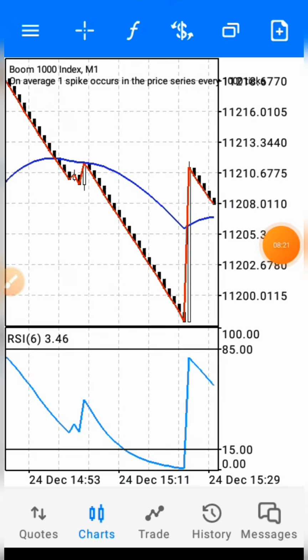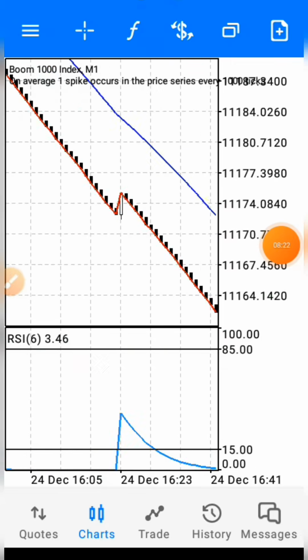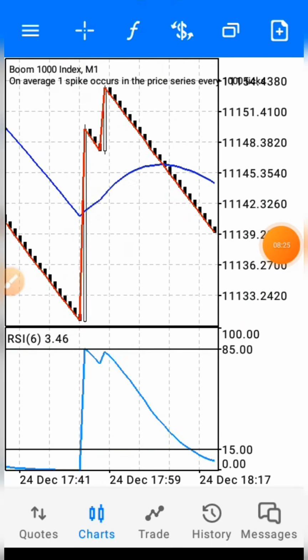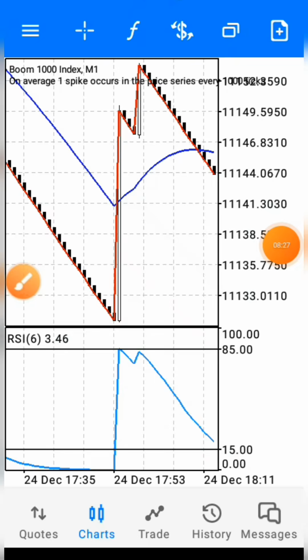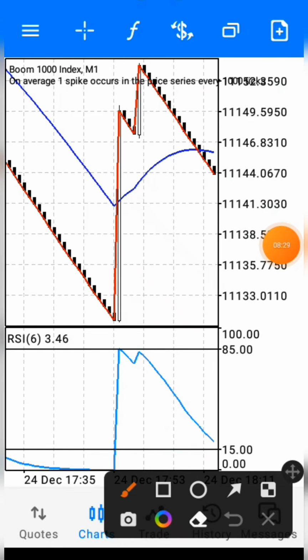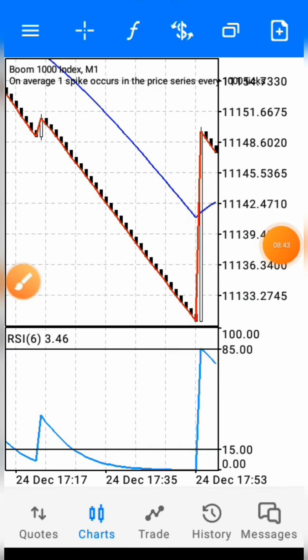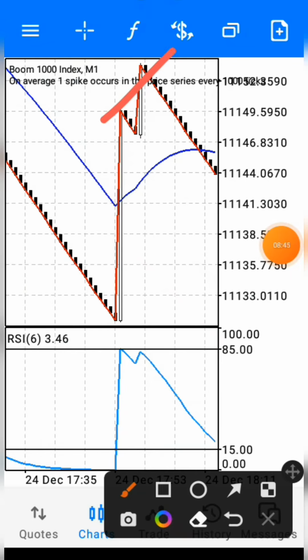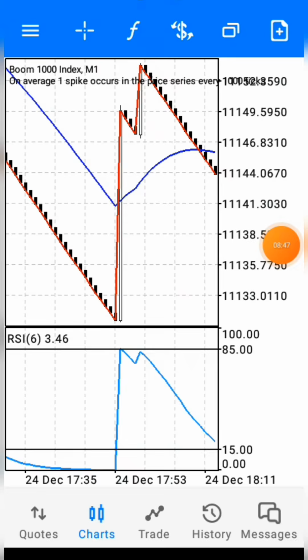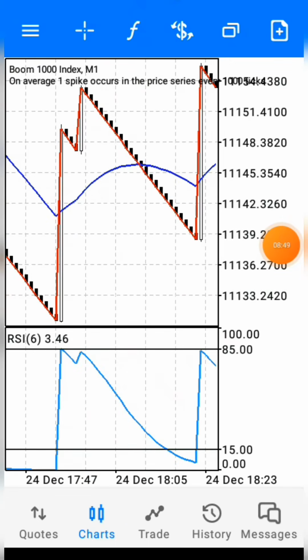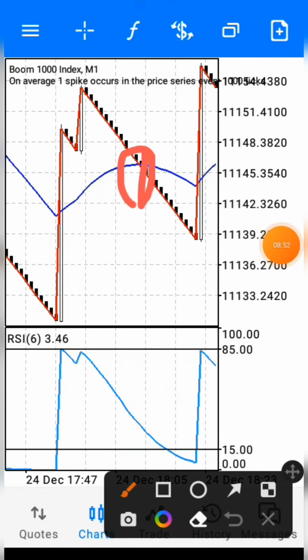Let me show you another example again. You can see this is another example right here. This one right here is touching, instead of this one to be touching, but it's not touching. You can see that is called divergence. They are going their separate ways. They are no longer agreeing with each other. Then you wait for the crossing to occur. After the crossing, you take 5 candles.